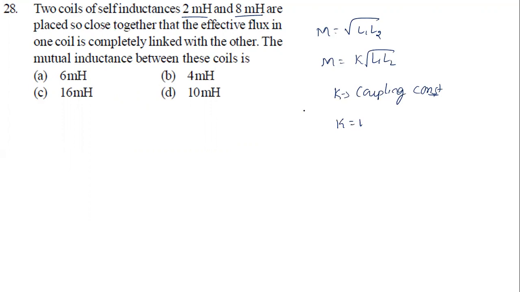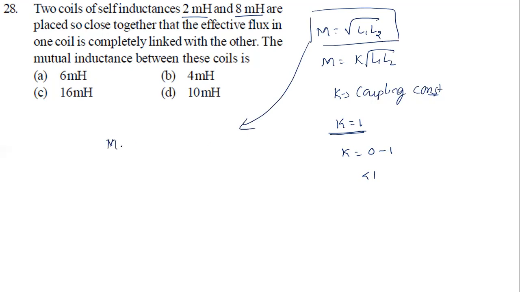When they are separated, its value varies from 0 to 1. When a little bit separated, it will always be less than 1, between 0 and 1. When they are completely packed, it is 1. So we always imagine completely packed, and we are going to use this formula now. So if I use this formula, M equals square root of L1 L2.